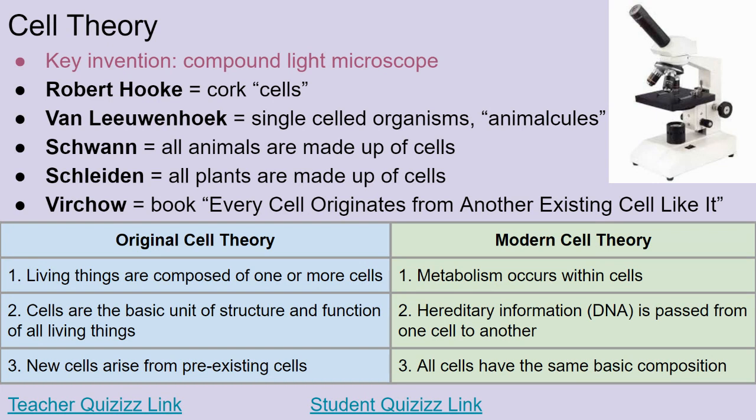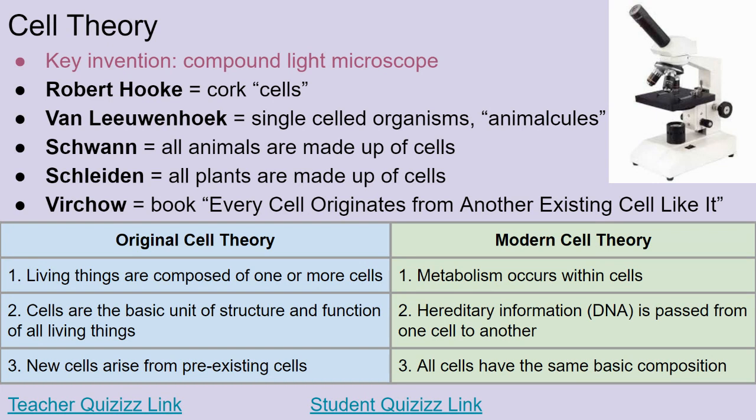The last of these five scientists that we talk about for cell theory was Virchow. Now, Virchow wrote this old book, and the title isn't super exciting, so we could remember that his name was Virchow because it kind of sounds like a sneeze, like you would maybe blow some dust off of this book if you were to pick it up and try to read it. So you say, Virchow! But he wrote a book called Every Cell Originates from Another Existing Cell Like It, and that really let us know that cells can't come out of nowhere. They do have to come from something pre-existing or another cell that was living before it.